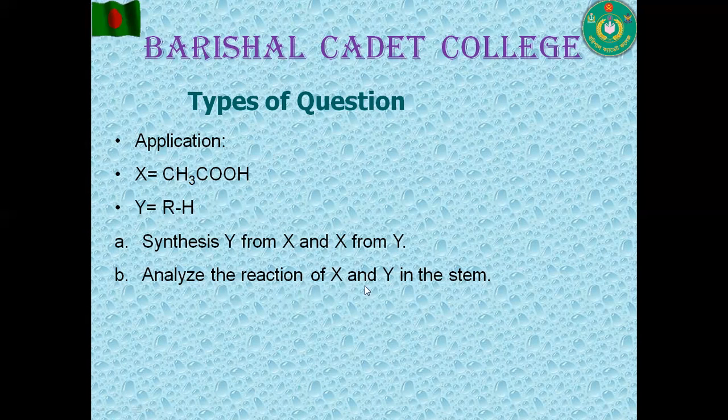Analyze the reactions of X and Y in the stem. X, carboxylic acid, shows several types of reaction. Suppose reduction, formation of ester, and decarboxylation reaction. Alkane reacts with chlorine and reacts with bromine. These types of reactions are shown by the compounds X and Y in the stem.